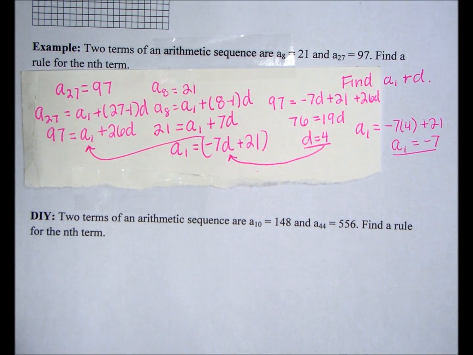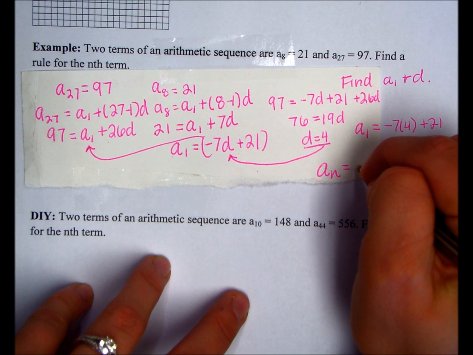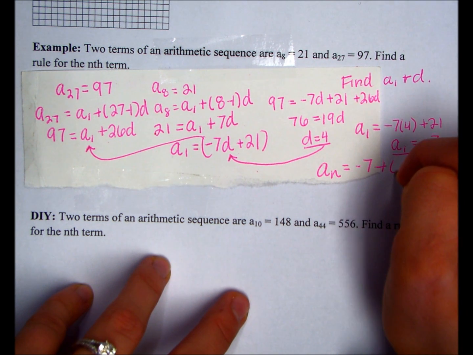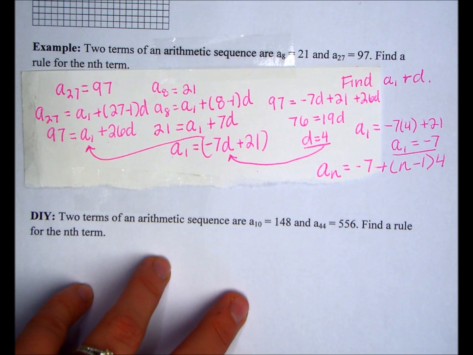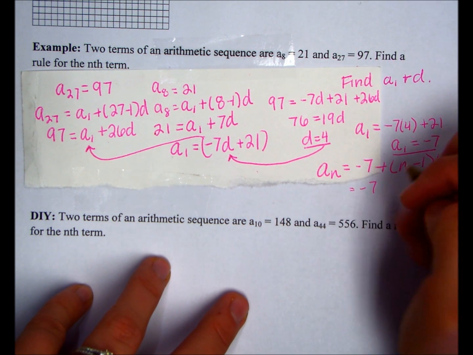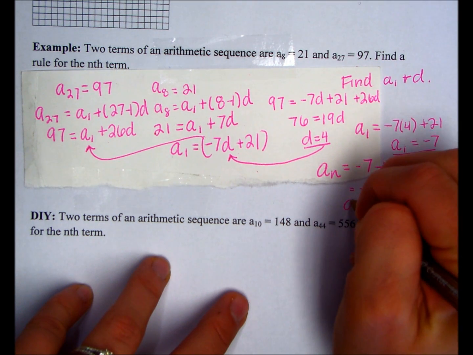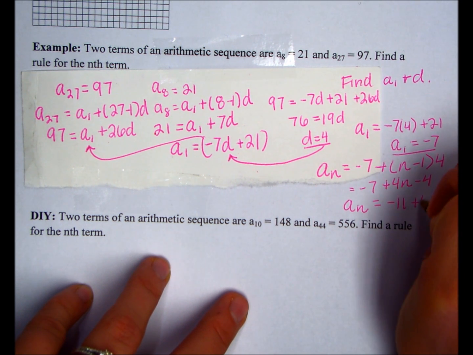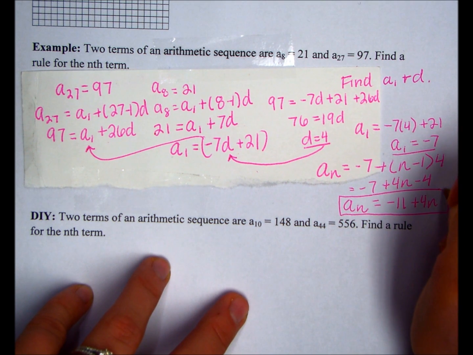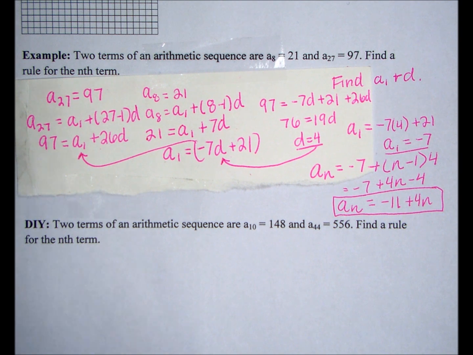So now I have found my two pieces of information that I needed, and I can write a rule from there. So this is going to be a sub n equals my first term, which is negative 7, plus n minus 1 times d, which is 4. If I clean this up, I'll get negative 7 plus 4n minus 4. So I get my final answer for my rule is a sub n equals negative 11 plus 4n. So ultimately, we're doing the same thing. They're just giving us less information here.